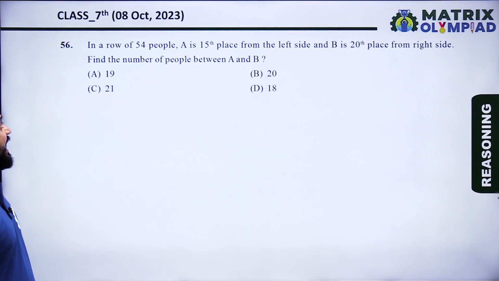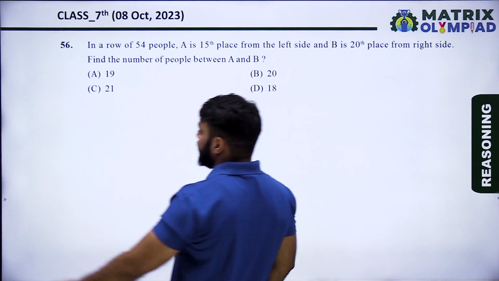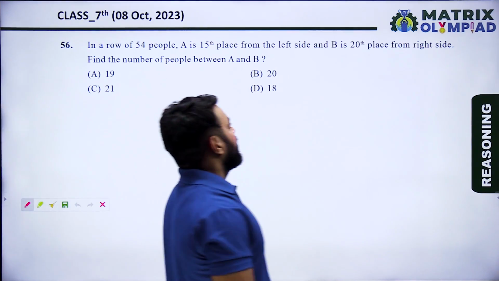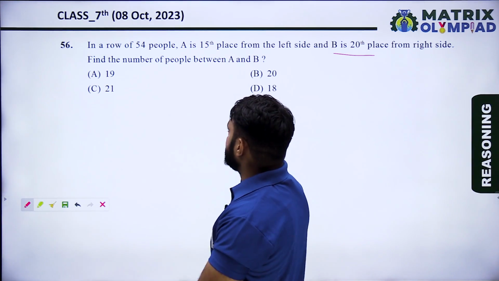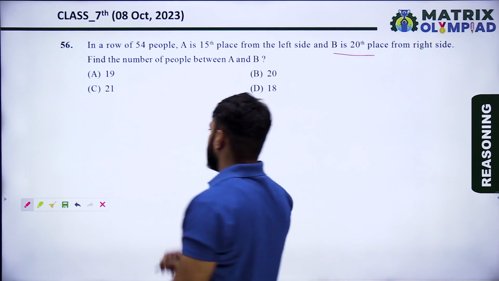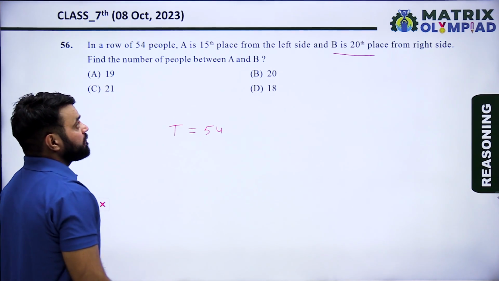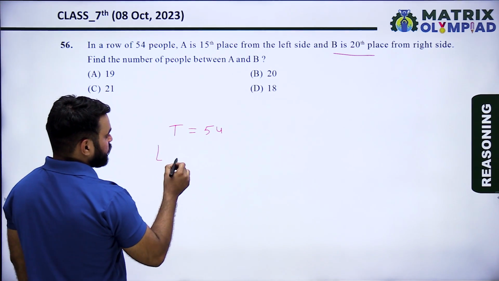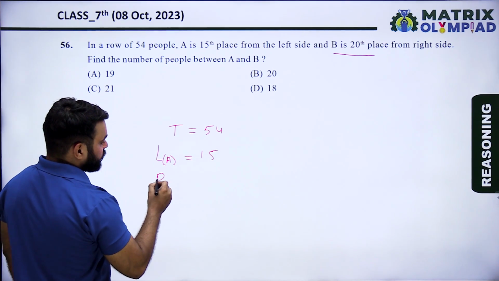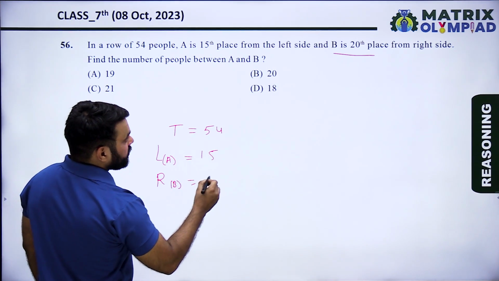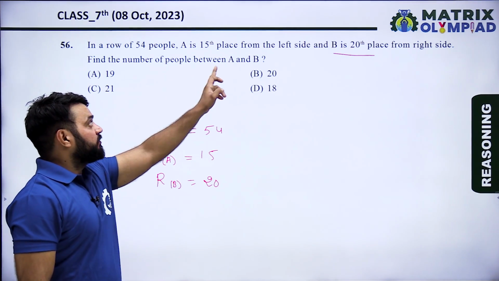So the next question is, in a row of 54 people, A is 15th place from the left side and B is 20th place from the right side. Find the number of people between A and B. Okay, total people is equal to 54. Left position of A is 15 and right position of B is 20. So find the number of people between A and B.